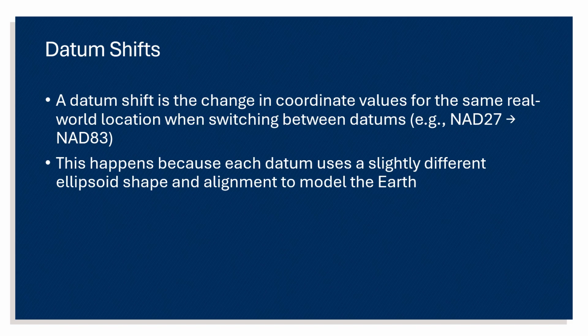In theory, that real-world location could have an infinite number of correct coordinates, as long as each corresponds to a different datum. This happens because each datum uses a slightly different ellipsoid shape and a slightly different alignment to the model of the Earth. Collectively, that means once you start drawing the central meridian and the equator and measuring out from these things, you're going to end up with slightly different numbers, in some cases significantly different numbers.